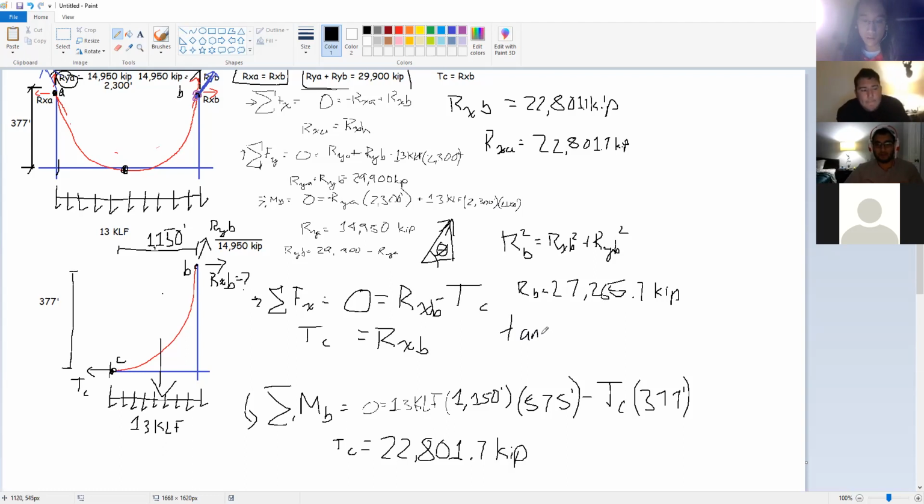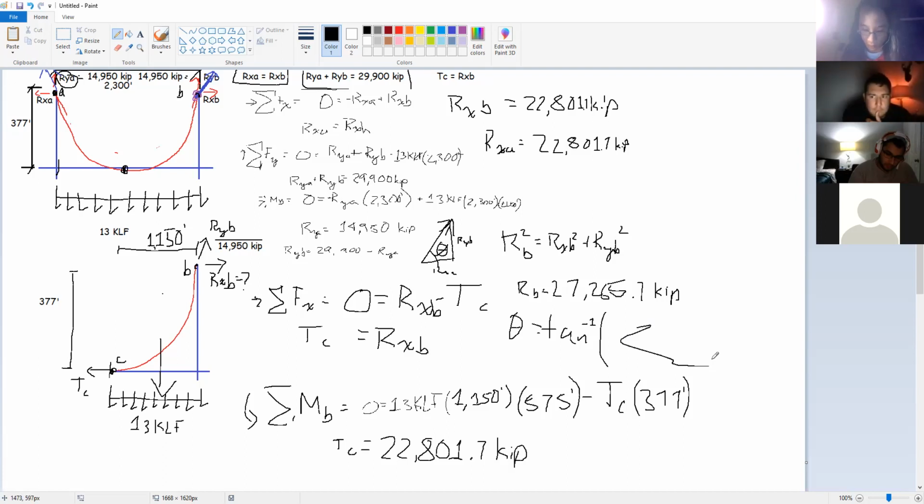We can just take the inverse tangent. So this is going to be theta. This is going to equal inverse tangent of, no, we're going to take RYB over RXA. Opposite over adjacent, right? Inverse tangent of RYB, which is 14,950, divided by 22,801. Sorry, I'm a little slow. And then you just get 30.